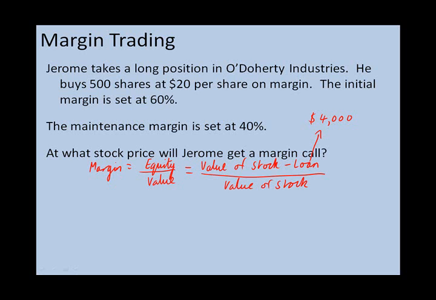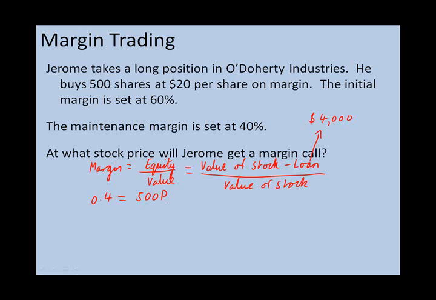And we know from the previous slide that the brokerage loaned Jerome $4,000. Now we've just got to fill the numbers into this formula so that we can calculate the stock price that Jerome will get a margin call at. The margin call will occur if the margin hits 40%. And we know that Jerome bought 500 shares. What we don't know is the price of those shares. So Jerome bought them at $20, but now we're thinking forwards about what price Jerome will get a margin call.